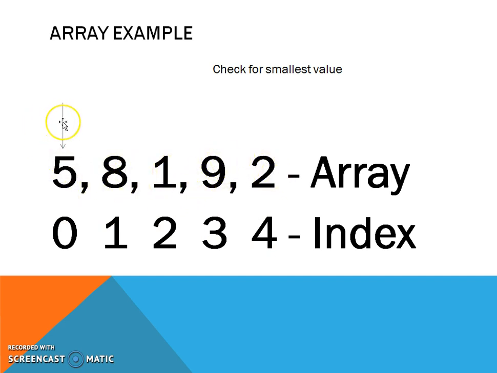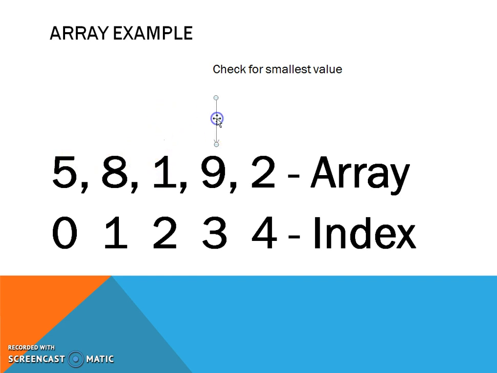Now 5 is set to our current minimum value, and we have to search through the whole list to see if there is another number that may be smaller than it. Now we compare that to 8, and 5 is still the smallest number, so we keep it as our minimum value. We compare 5 to 1. 1 is smaller than 5, so that means that 1 is our new minimum value.